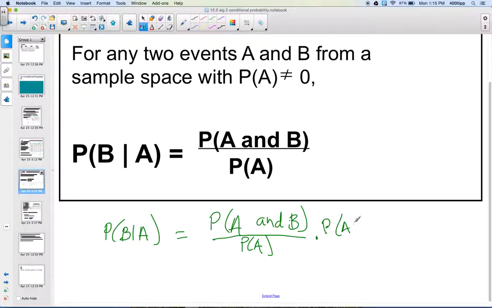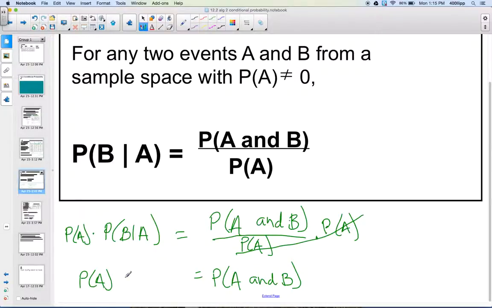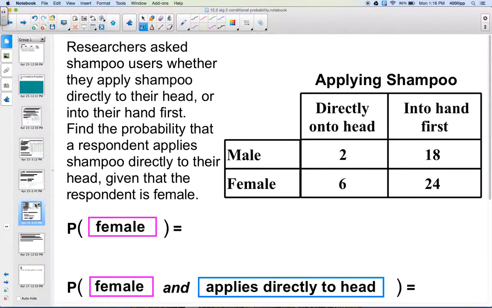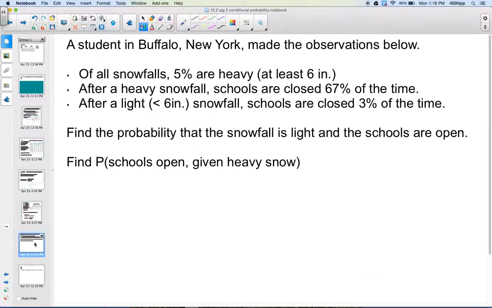We're going to multiply both sides by whatever the probability of A is. That will cancel this part out. And the probability of A and B will be the probability of A times the probability of B given A. And we're going to look at that later on. We're going to have to know that. Okay, so moving on here. This is just another example, so we'll move on here.